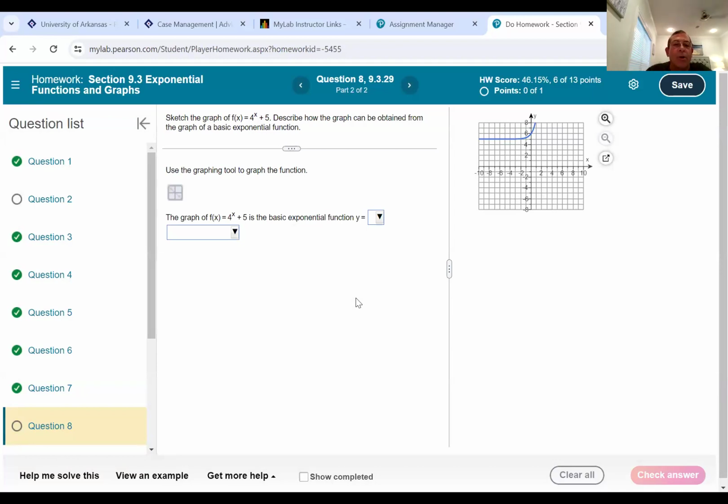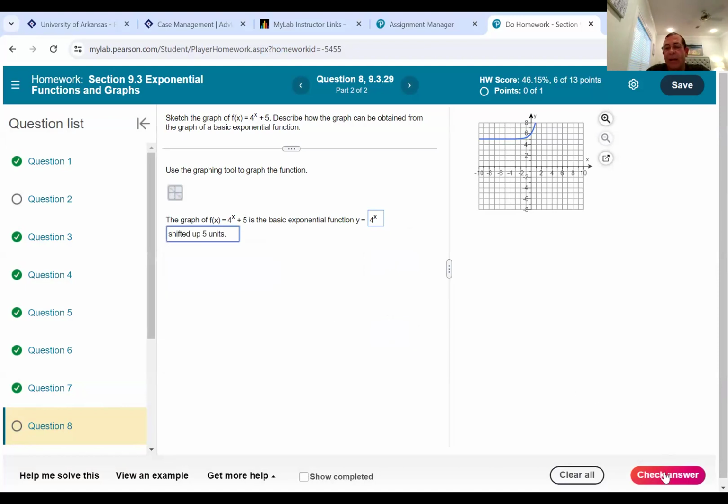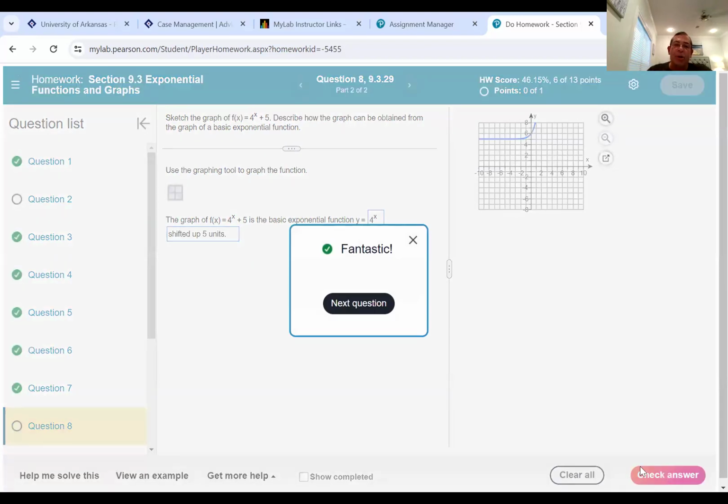Oh, now they want to know the moves. Okay, so the graph of 4 to the x plus 5 is a basic exponential function y equals 4 to the x. So you come down and grab the one that's got the x like an exponent. And then here we did what? We shifted up 5 units. So this one you had to graph first and then pick the moves.